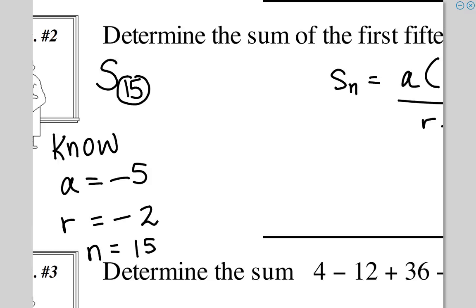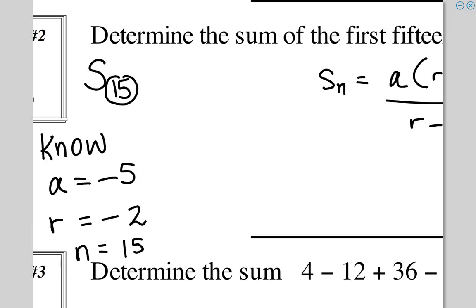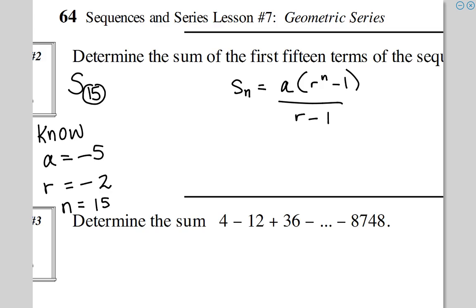And this is what we know. Okay? So just zoom out a bit so you can see it all. We know that. This is our formula. Now we just plug and play. Okay? Let's start with the left. What can you do to the left? Other than switch the n to a 15, there's nothing you can do.